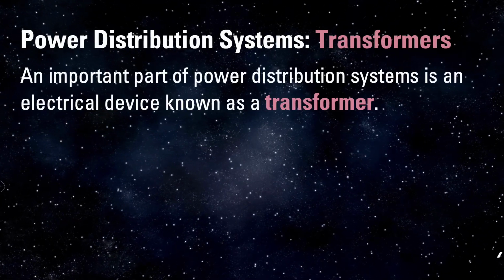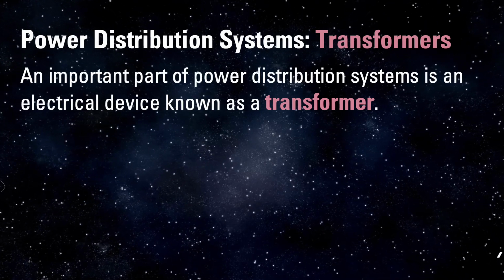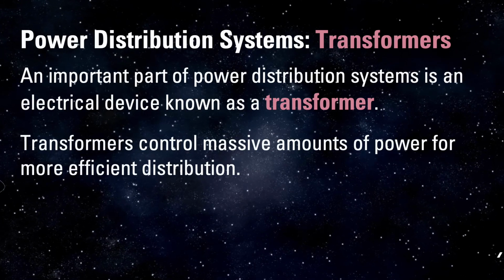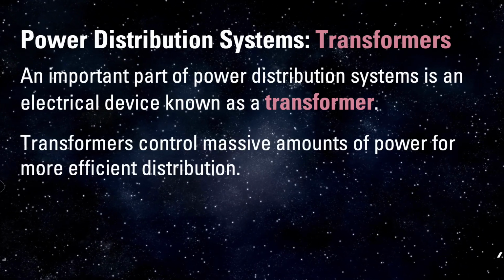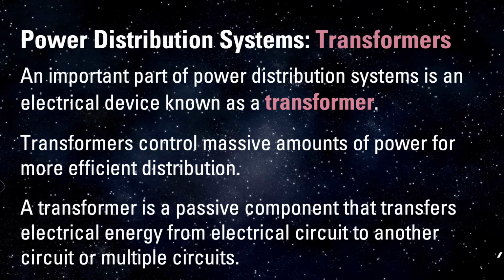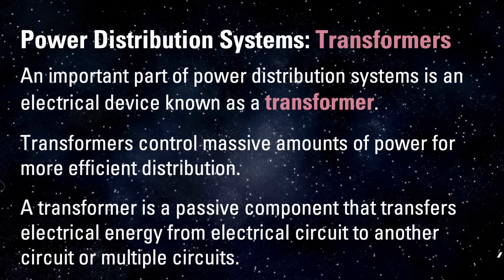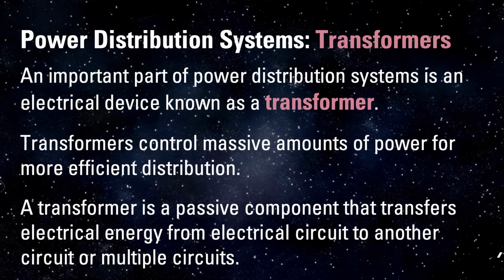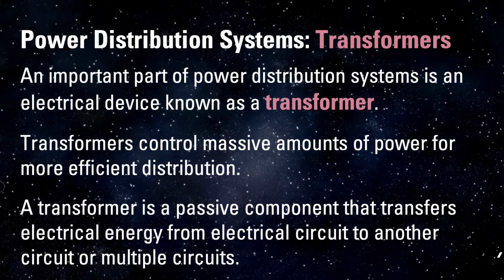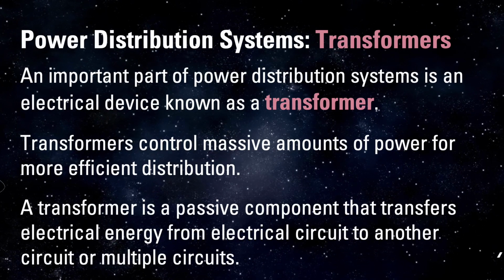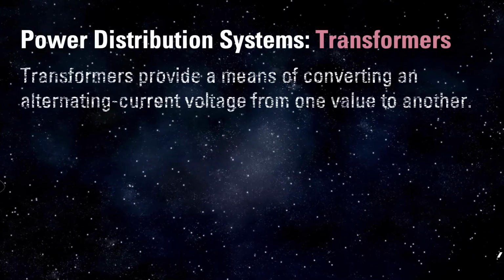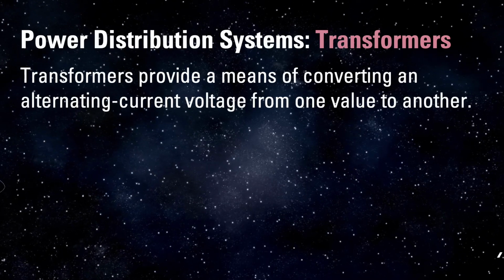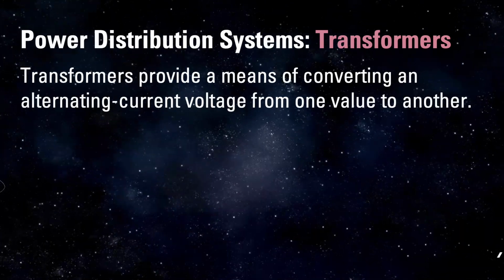An important part of power distribution systems is an electrical device known as a transformer. Transformers control massive amounts of power for more efficient distribution. A transformer is a passive component that transfers electrical energy from one electrical circuit to another circuit or multiple circuits. Transformers provide a means of converting an alternating current voltage from one value to another.